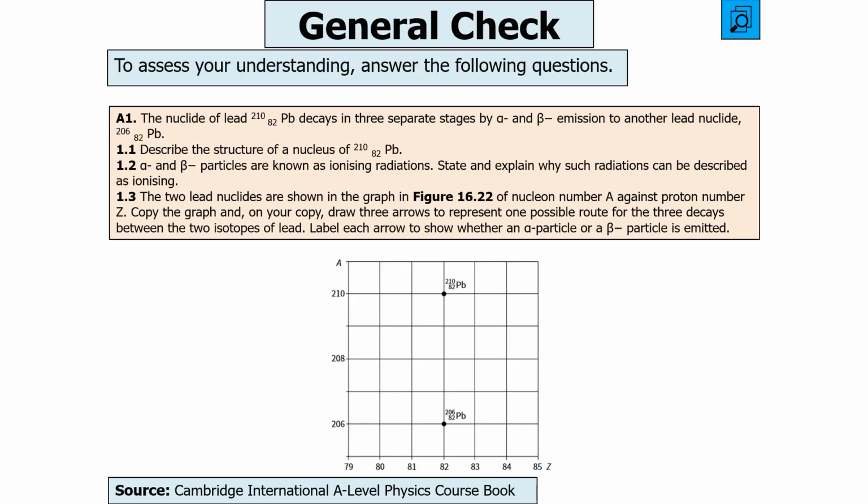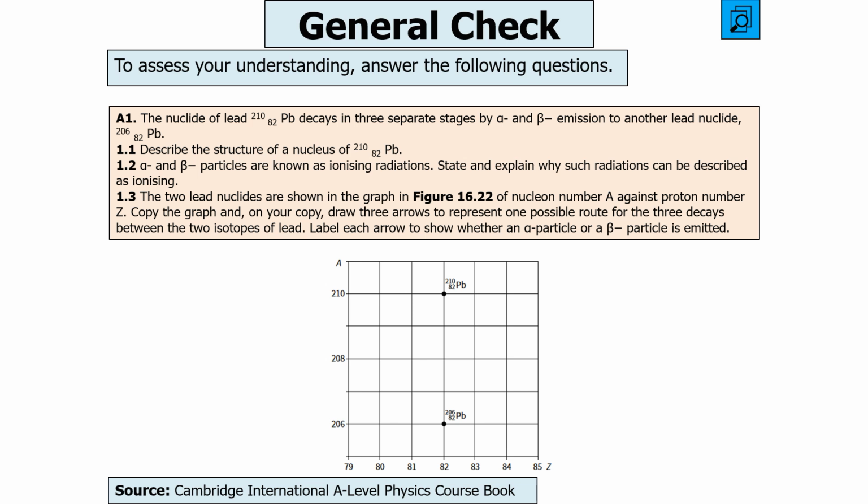The next question says the nuclide of lead 210 decays in three separate stages by alpha and beta minus emission to another nuclide, 206 Pb. So describe the structure of 210 Pb, and then alpha and beta minus particles. Alpha and beta minus particles are known as ionizing radiation. State and explain why such radiations can be described as ionizing.